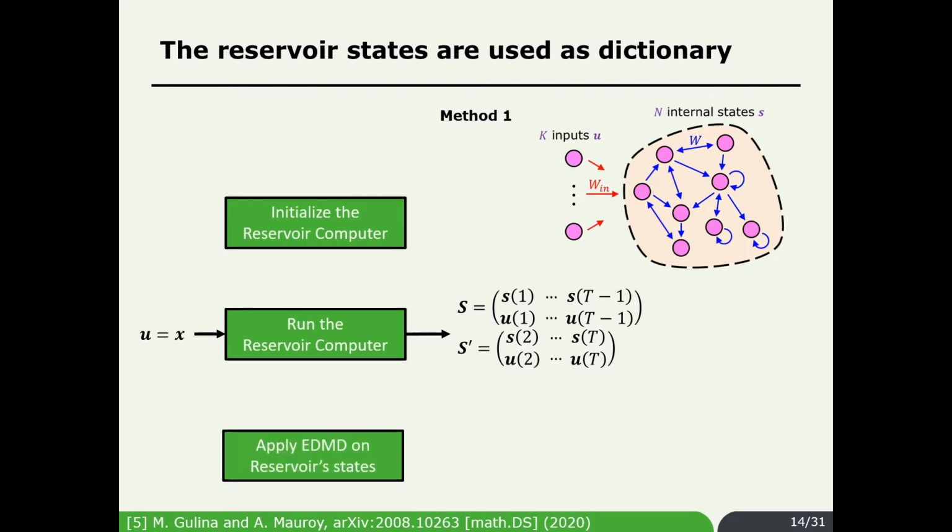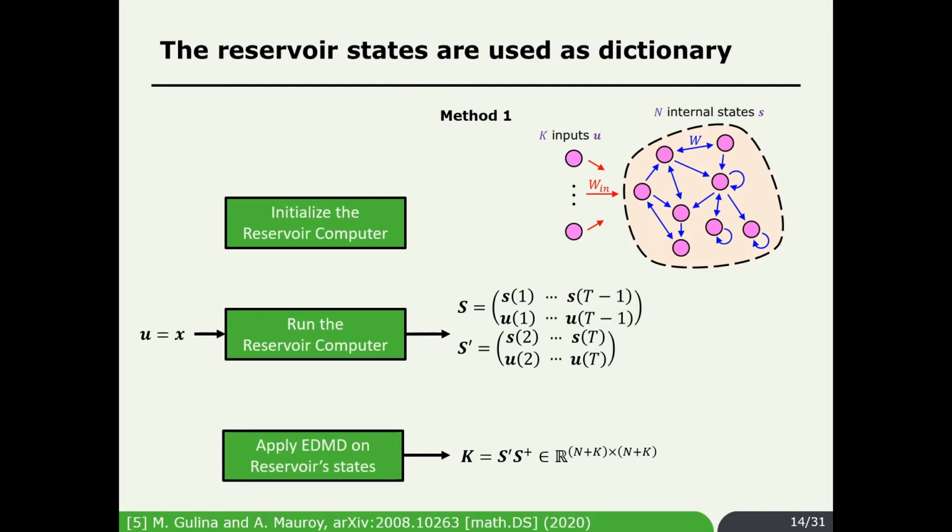Finally, the third step is to apply EDMD on the internal states and compute the Koopman matrix. The latter is the solution of the least squares problem introduced previously, and in terms of matrices S and S', it is simply the product between S' and the pseudo-inverse of S.